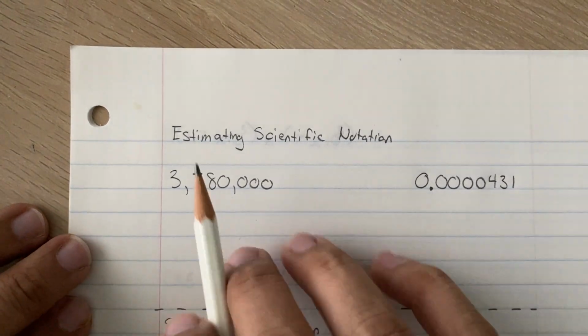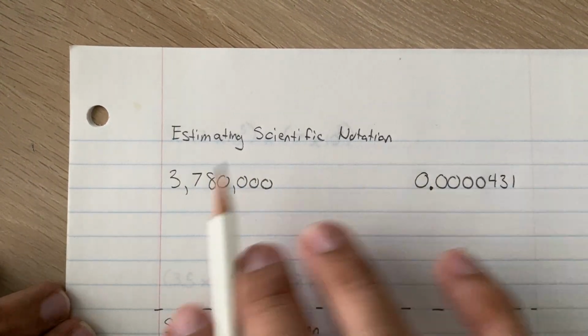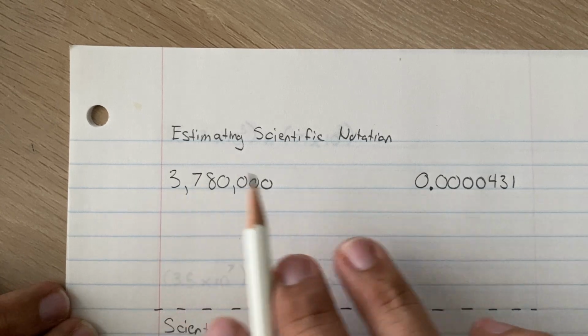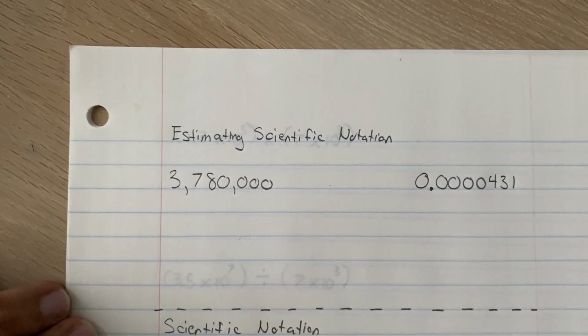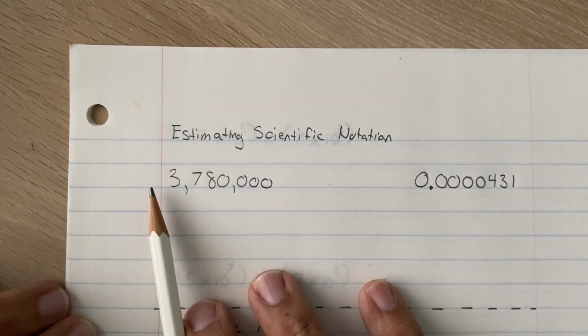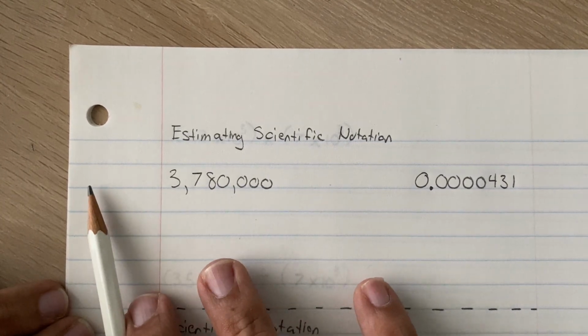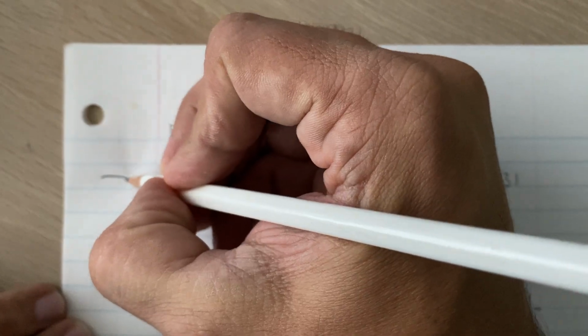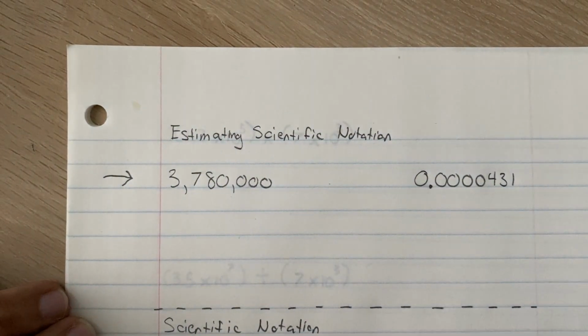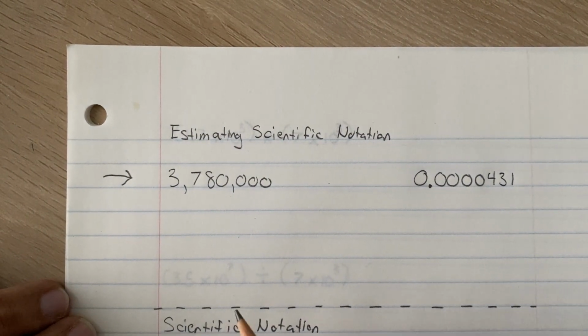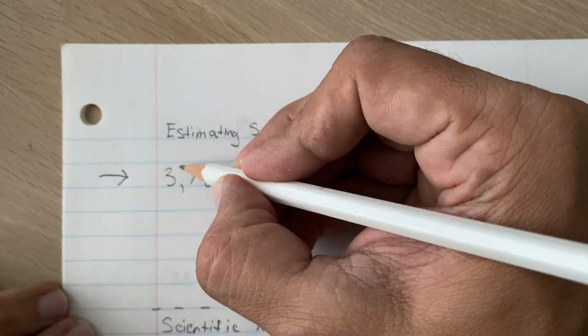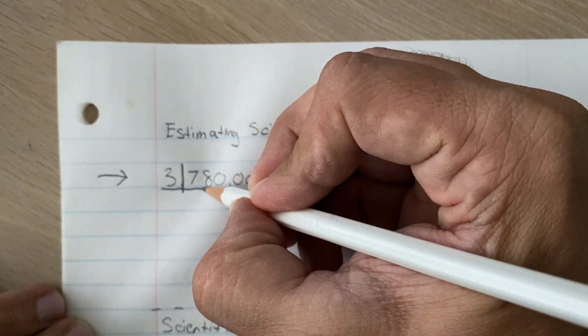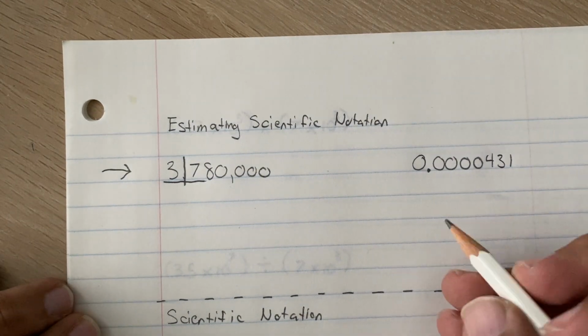All right, first we're going to start with estimating scientific notation. So first we have to round these numbers prior to putting them in scientific notation. The first number we hit that isn't a zero going left to right, going in this direction, we're going to put a decimal point behind it, and that's where we have to round from. So here is where we're rounding, okay?